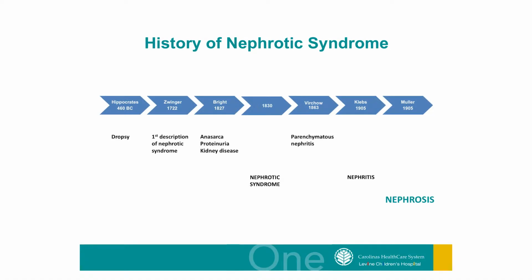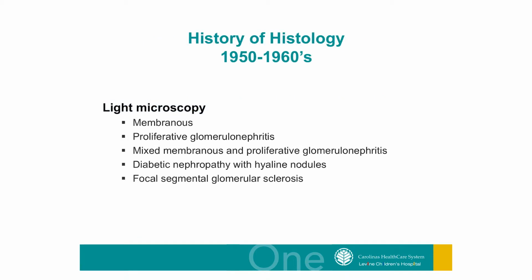So in 1830, the diagnosis nephrotic syndrome was coined, and people were continuing to work. Initially, Virchow called this parenchymatous nephritis, and he didn't distinguish very much between glomerulonephritis and nephrosis. In 1872, one of his colleagues, Klebs, differentiated between nephritis and nephrosis, but it was not until Mueller in 1905 that they were differentiated completely. So it took us a while to separate the glomerular diseases and the nephrotic condition.